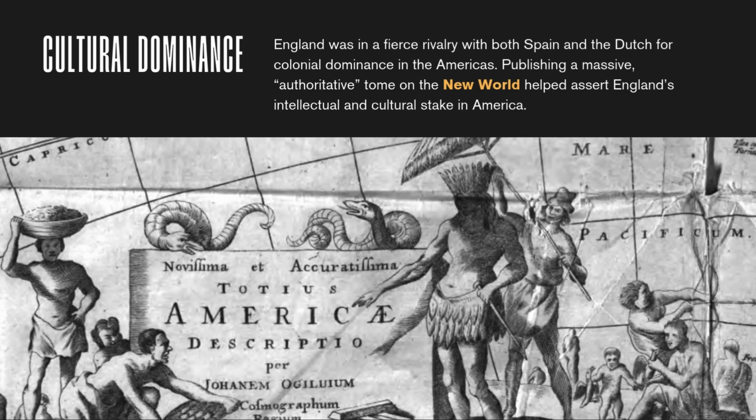But in essence, the reason why the book America was so important was because England was in a fierce rivalry with both Spain and the Dutch for colonial dominance in the Americas. And so publishing a massive authoritative book such as this on the quote unquote New World helped to assert England's intellectual and cultural stake in America.